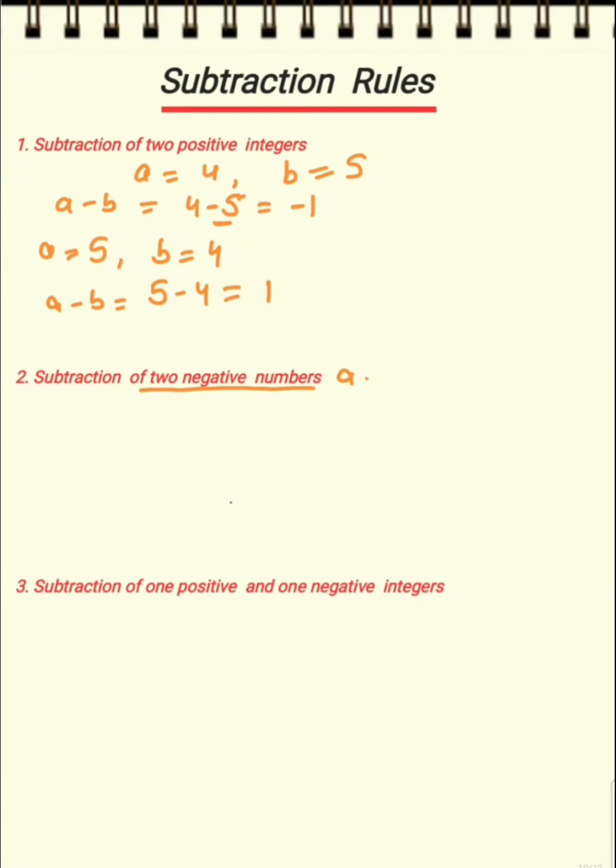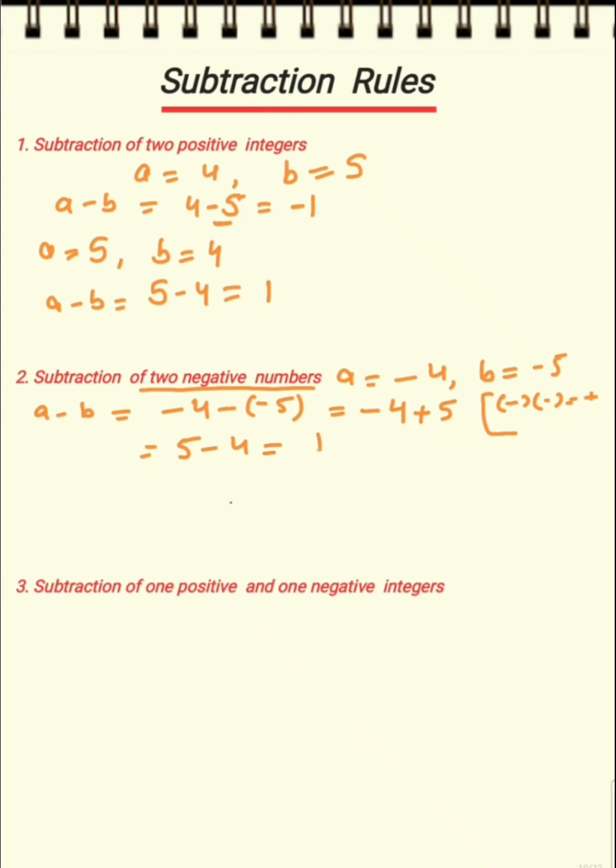Next is subtraction of two negative numbers. Let's take a is equal to negative 4 and b is equal to negative 5. Then a minus b is equal to negative 4 minus negative 5, which is equal to negative 4, and we will multiply this minus with this minus, and we know when we multiply minus with minus, we get a plus sign. So it will become plus 5. So now we can write this like this, we'll get 1.